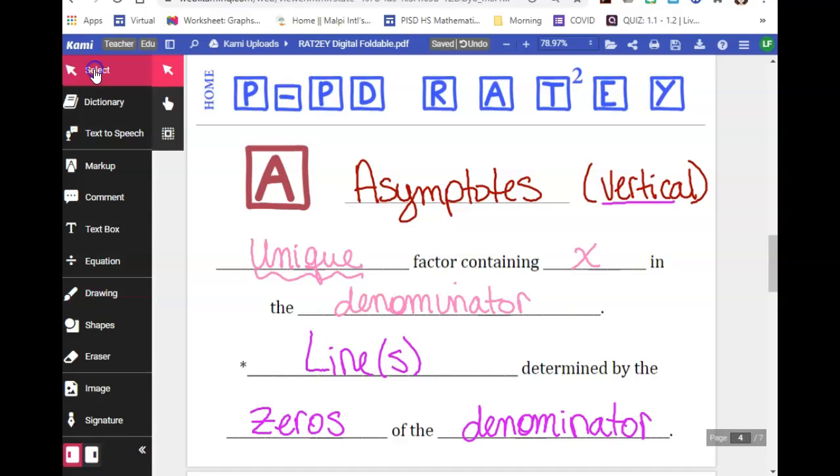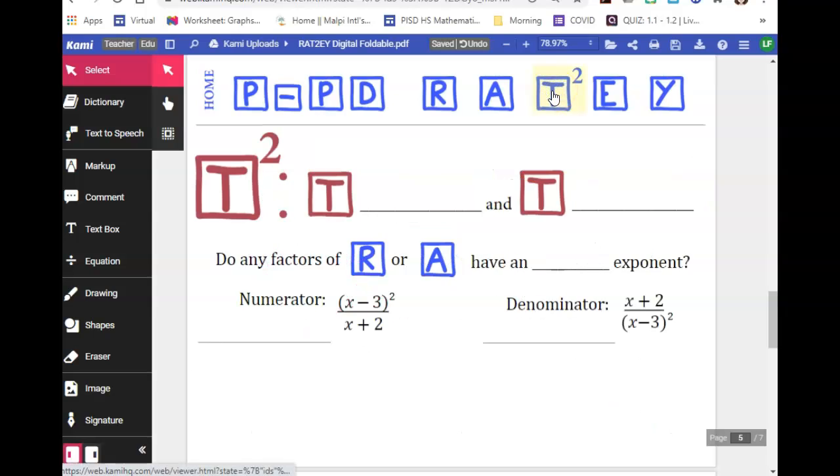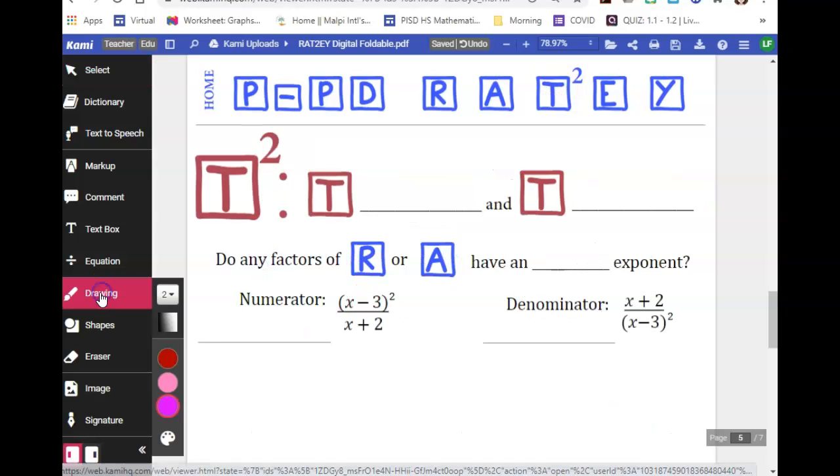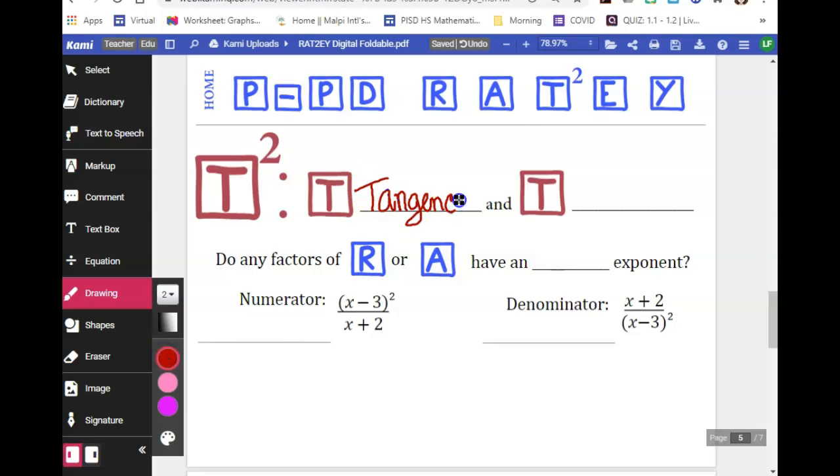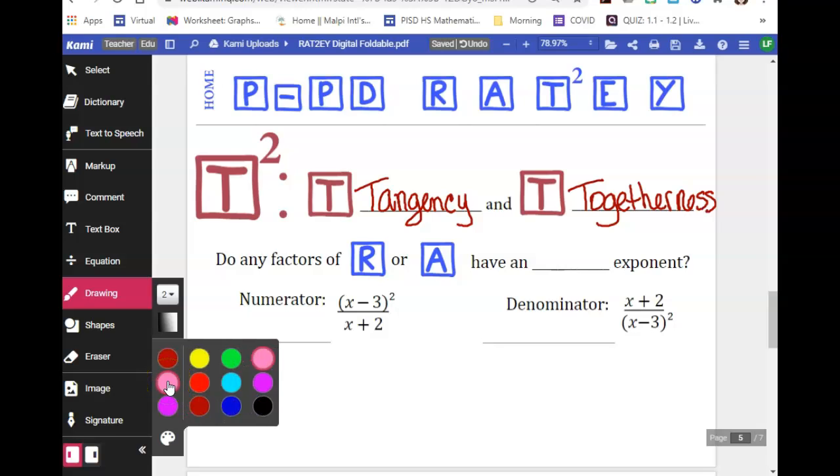So let's move on to the T. This is double T, T squared. Okay, because there's two T's here. We have the first one being tangency, and the second one being togetherness. So we're familiar with tangency when we're graphing. Might not be familiar with the togetherness just yet.